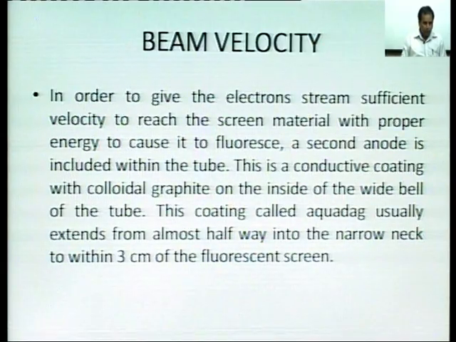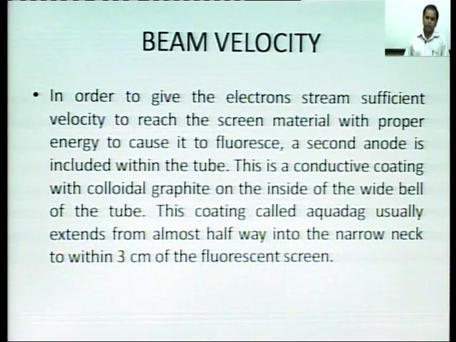Next is beam velocity. In order to give the electron stream sufficient velocity to reach the screen material with proper energy to cause it to fluoresce, a second anode is included within the tube. This is a conductive coating of colloidal graphite on the inside of the wide bell of the tube. This coating, called aquadag, usually extends from almost halfway into the narrow neck to within 3 centimeters of the fluorescent screen.